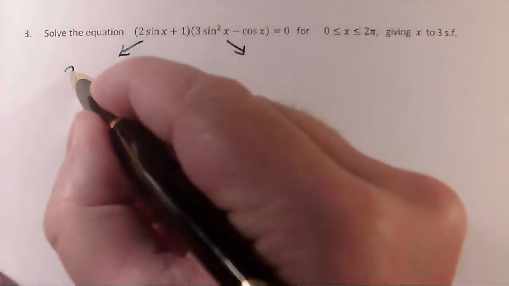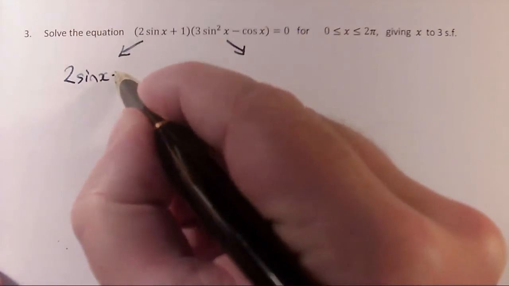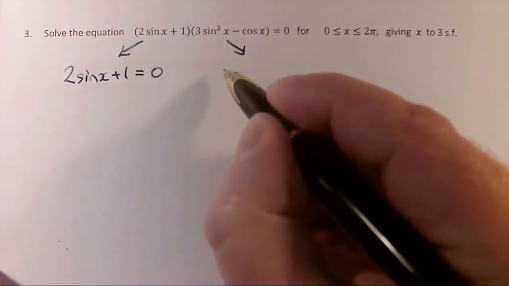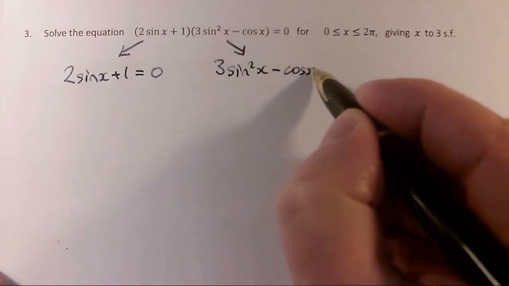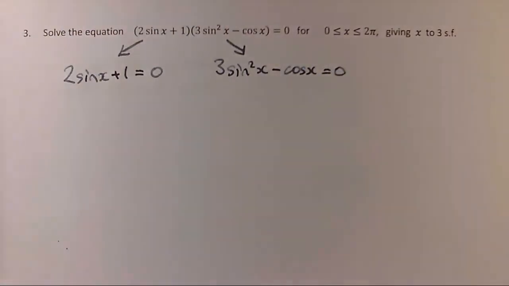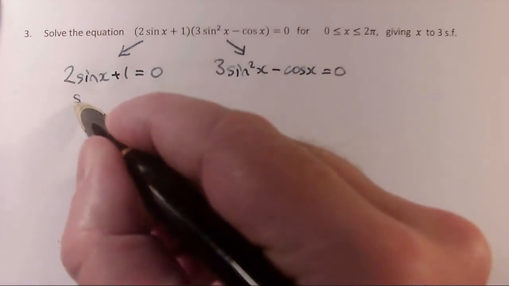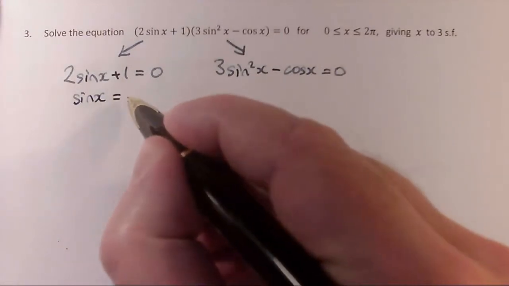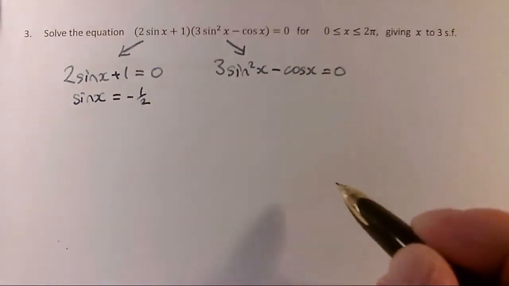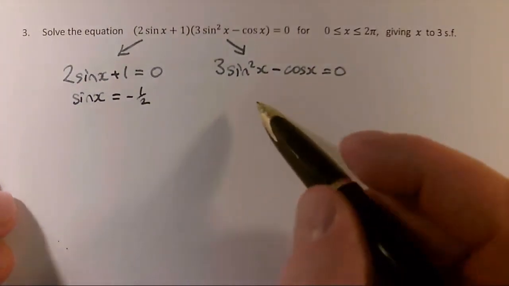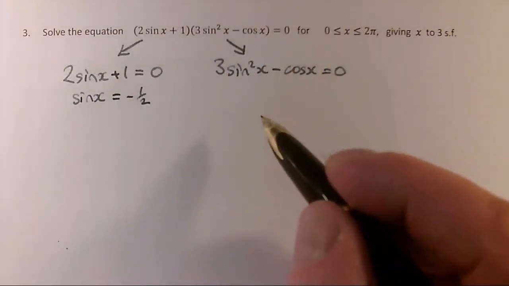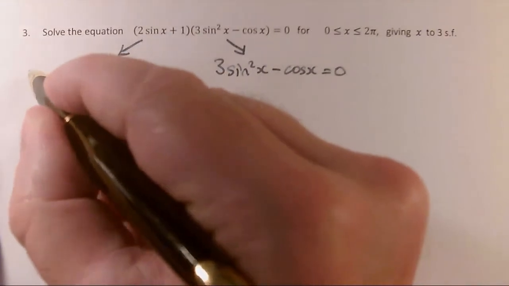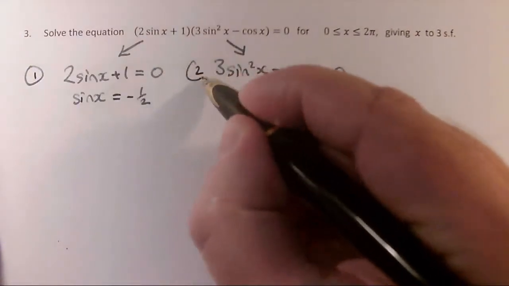So my possibilities are 2 sine x plus 1 equals naught. And the other possibility is 3 sine squared x minus cos x equals naught. So instead of having one horrible equation, actually this splits immediately into two simple ones. This first one, sine x, would have to equal minus a half, so I'm going to have some solutions to that. And then this one here, I'm going to get solutions to this. This is going to need more work. Okay, so let's label them 1 and 2, and let's leave 2 for later.